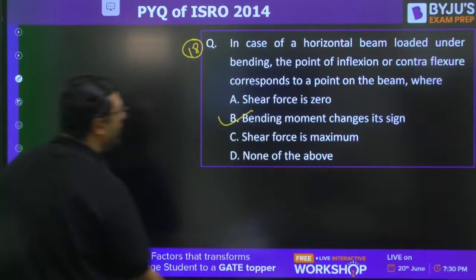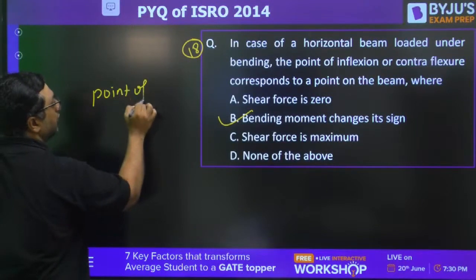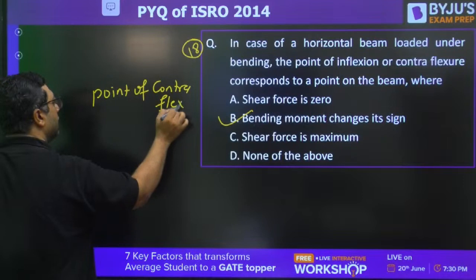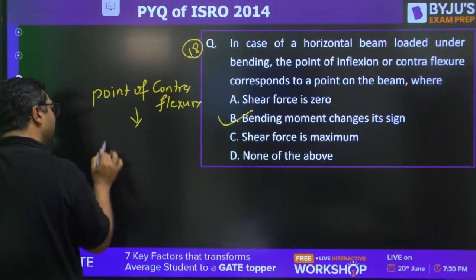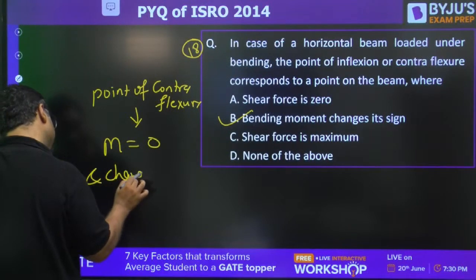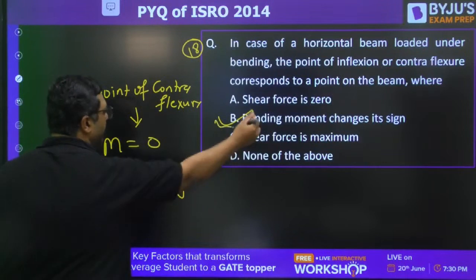You know that when we are talking about the point of contraflexure, it is the point where bending moment becomes zero and changes sign. So answer is B for this.